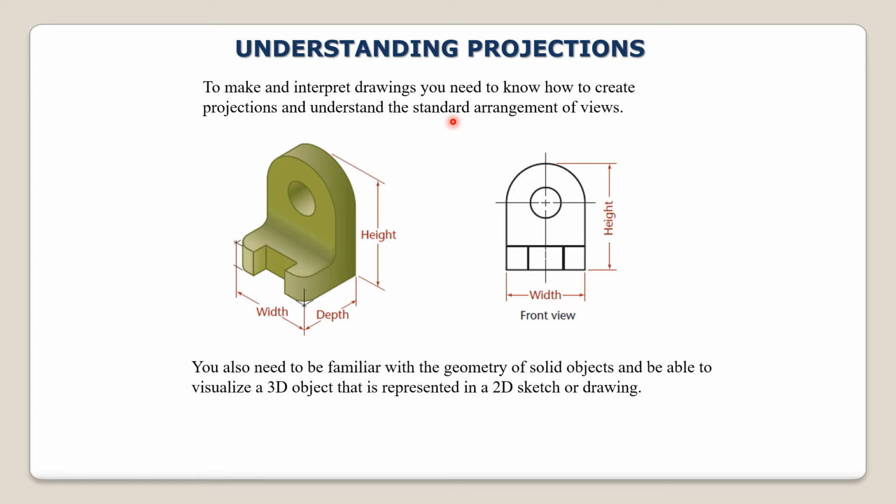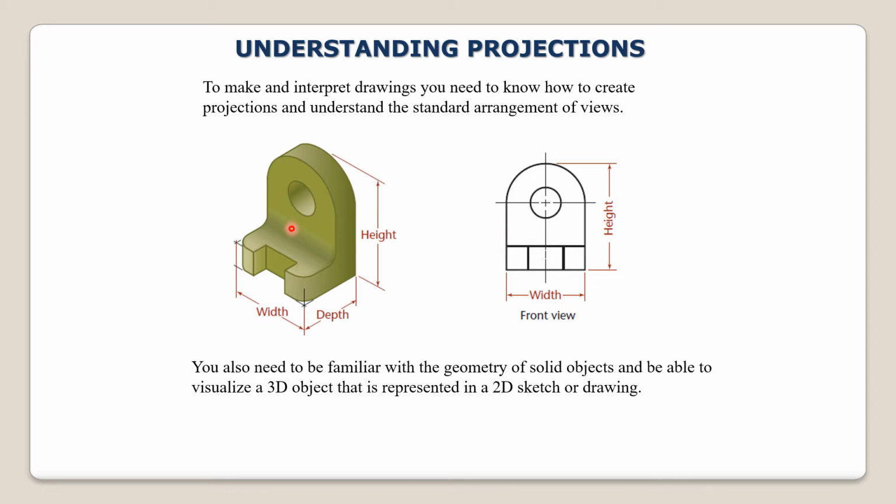Okay, for example, this is an object. Here is a height, here is a depth, here is a width. So this is the front view. The front view is shown in 2D form. In projections, we convert 3D objects into 2D objects, like the view from the right side, from the first side, from the top side. That is the projections.